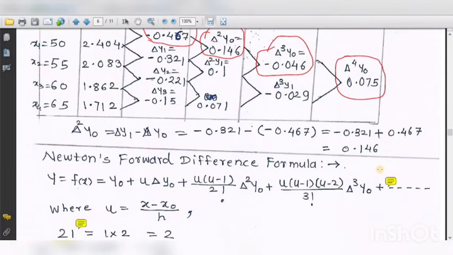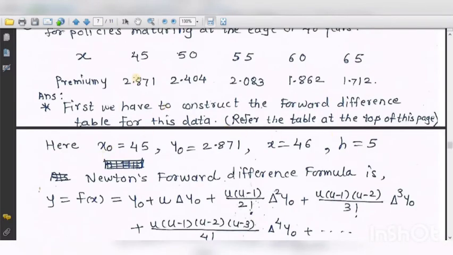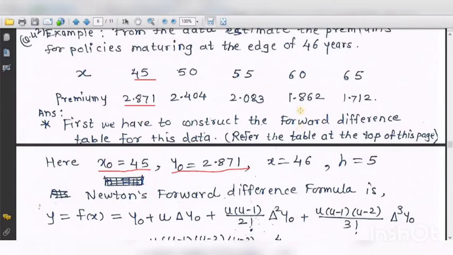So let us go back to this formula now. Example. So here x0 is equal to 45. The first value of x is 45. So let us write all the values given. Then y0 equal to 2.871. And at the age of 46, we want to find the value of the function y. So here x equals 46 and h is obviously 5. Now you know how to calculate h. It is the difference between the first two consecutive values of x, or any two consecutive values of x, which is 5 here. So h equals 5.